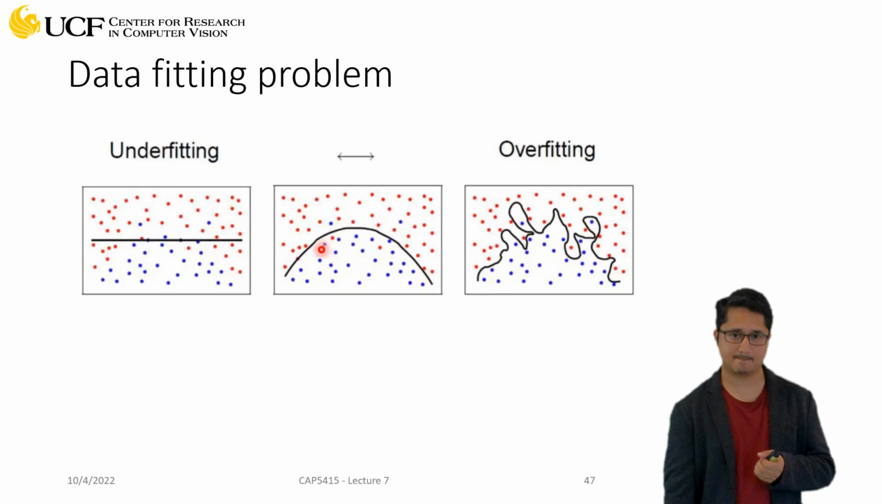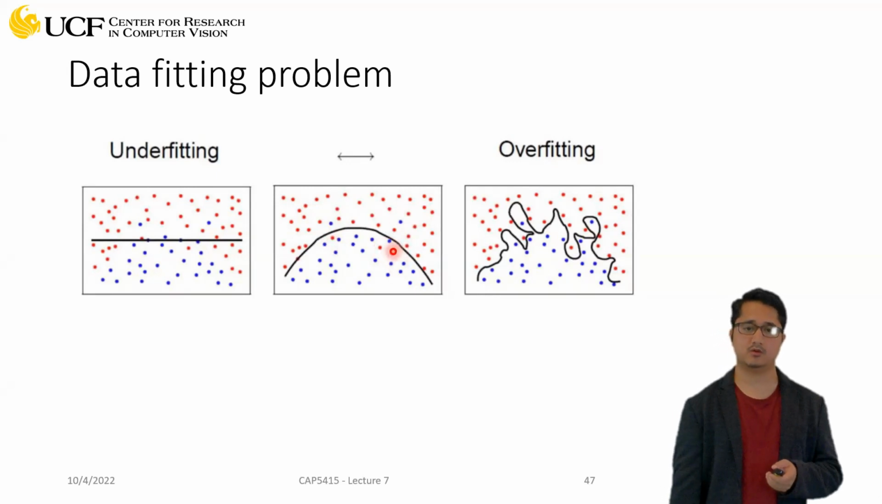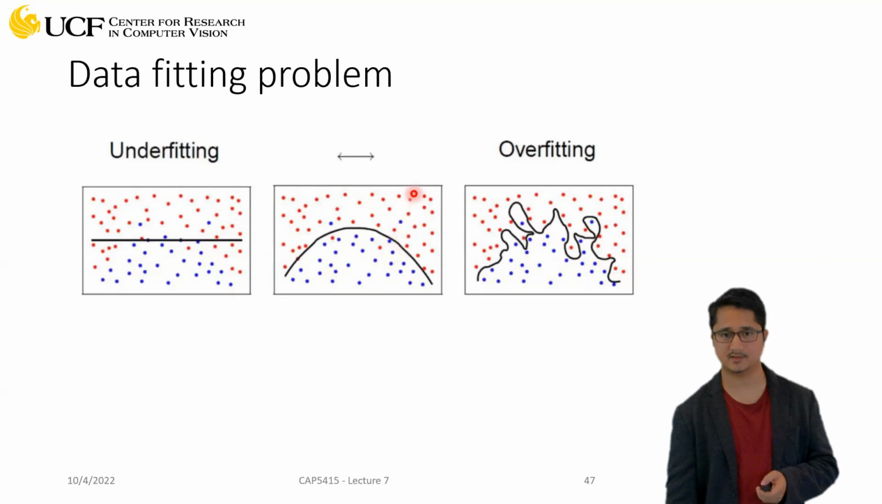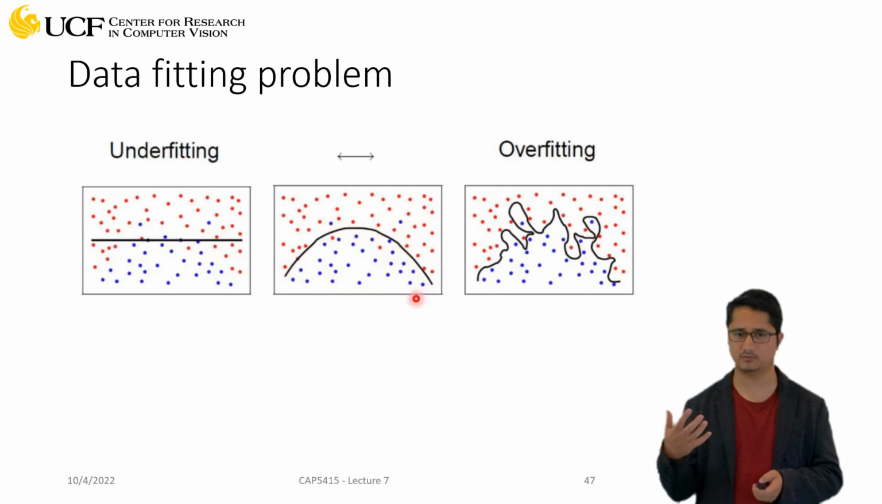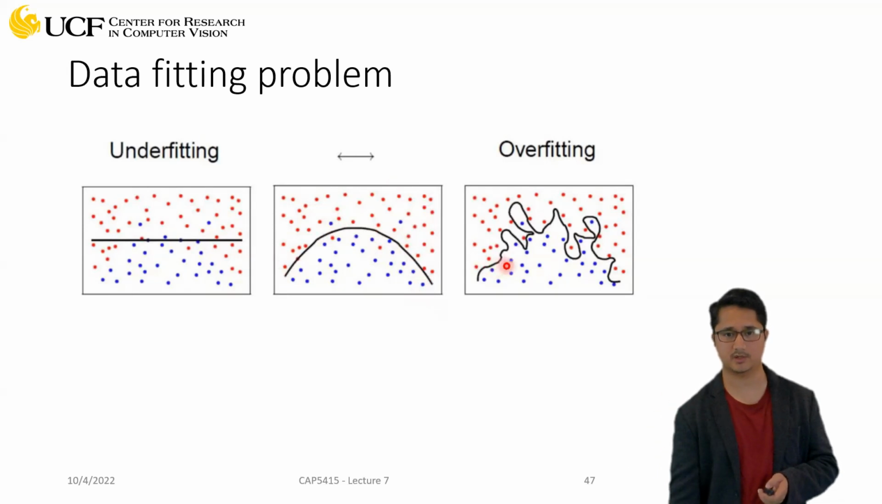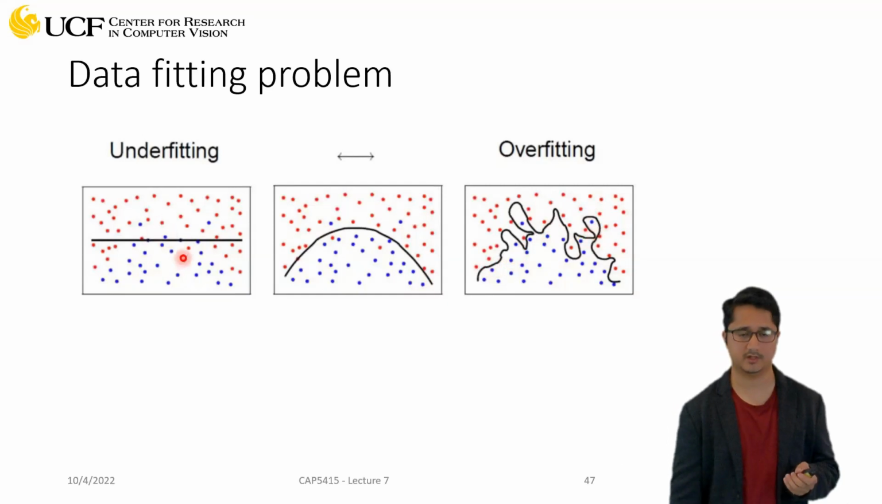In this case, again, it's not perfect because you can see some blue dots on top and some red dots on the bottom, right? But if you were given some testing samples, this kind of curve will actually give you a more reasonable result as compared to this plot, which is overfitting, or this plot, which is kind of underfitting.